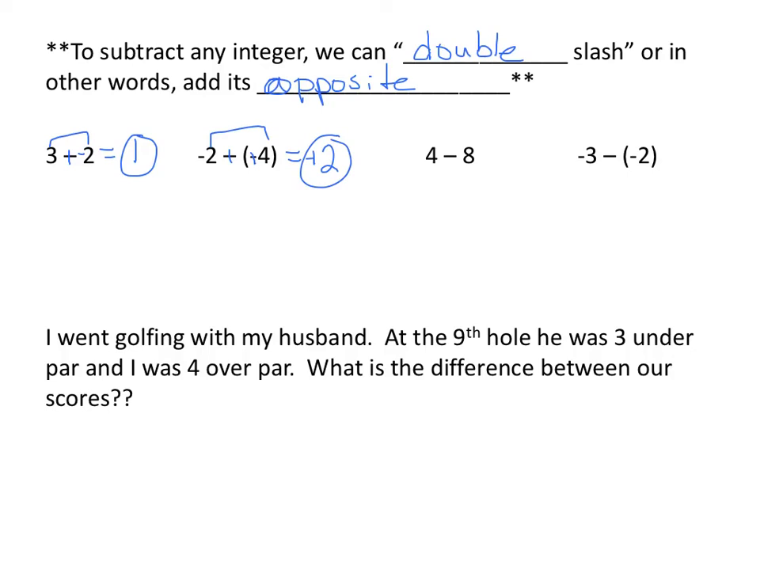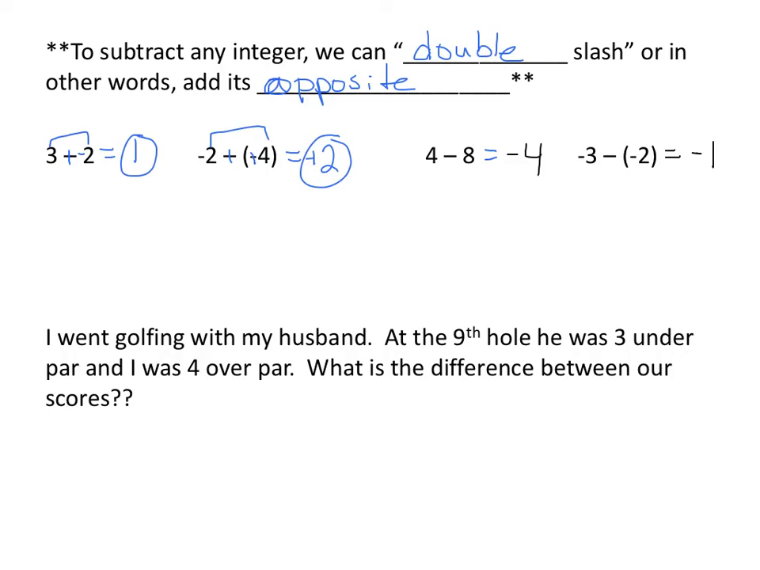So like here, 4 minus 8, if it's 4 degrees, the temperature falls 8 degrees. The temperature outside is now negative 4. Or here, negative 3, and you're taking away 2 negatives, they leave you with just 1 negative.